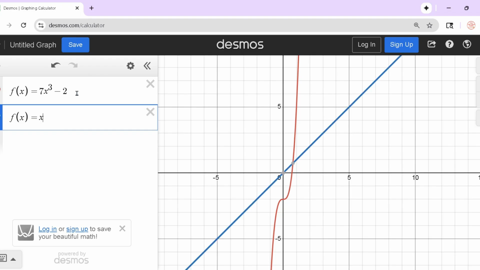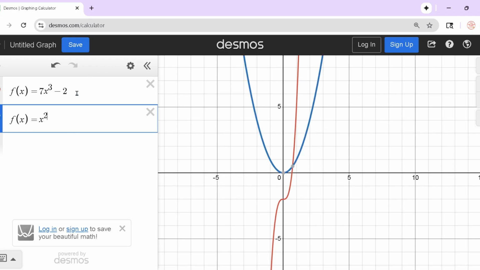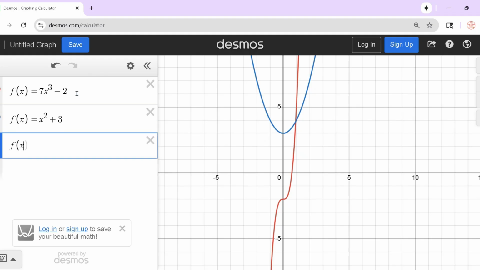So like, let's say if it was x squared. I say, okay, x squared plus 3. Up it goes 3. Like that. If it was even, let's say, an absolute value function, like absolute value of x plus 2. Up it goes 2. So you can see this is the same sort of pattern working here.